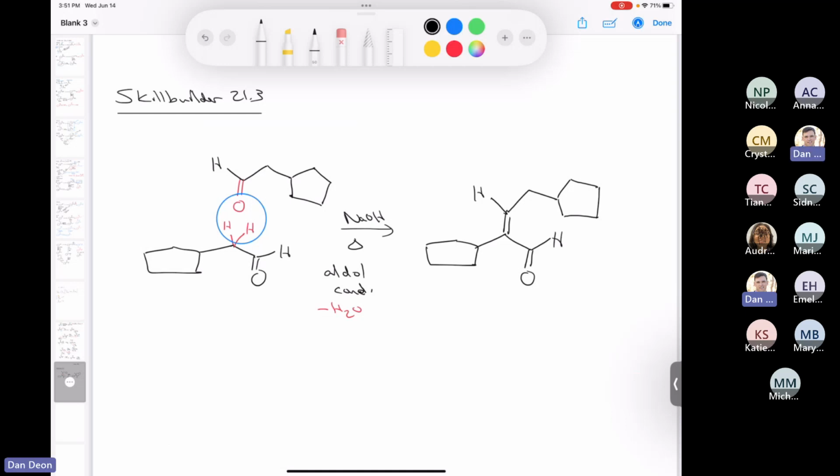Anybody with me on that? Let's try the other one. So the other one was using 3-heptanone. So 1, 2, 3, 4, 5, 6, 7, like this. You like that one? Cool. Let's do it again.